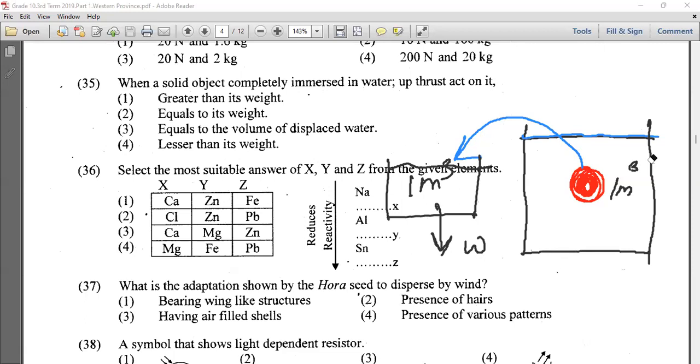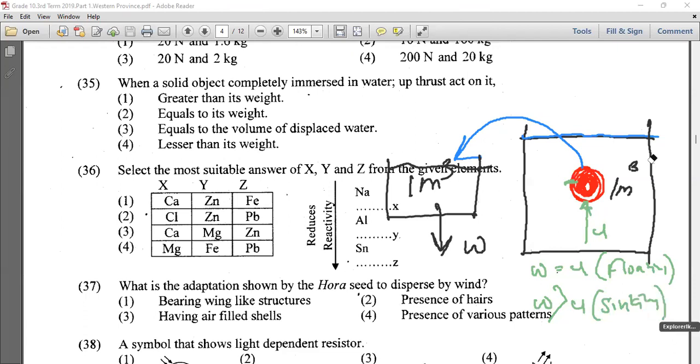So I have to collect the whole amount of water spilled. That would be 1 meter cube. And if I weigh the spilled amount of water, that would be the upthrust created by the water on the object. If the weight of this object is equal to the upthrust created by the liquid water on the object, this would be floating. If the weight is greater than the upthrust created by the water, this would be sinking.